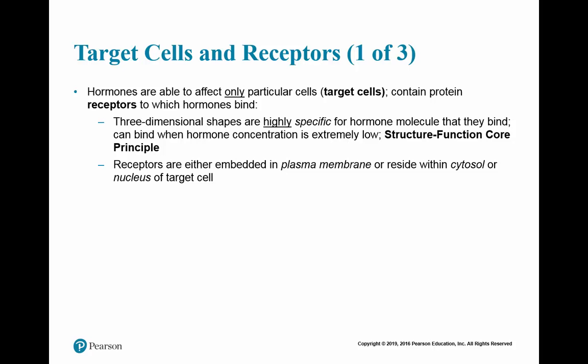Now moving back to Objective 4 again, hormones only affect specific cells that we call target cells, and those target cells have to have a protein receptor for the hormone to bind to. And they fit together like pieces of the puzzle. If the receptor is shaped a certain way, the hormone has to fit in there, in that receptor. So it's very specific. It won't just accept any hormone. And the receptors are either embedded in the plasma membrane, or they're in the cytosol or the nucleus.